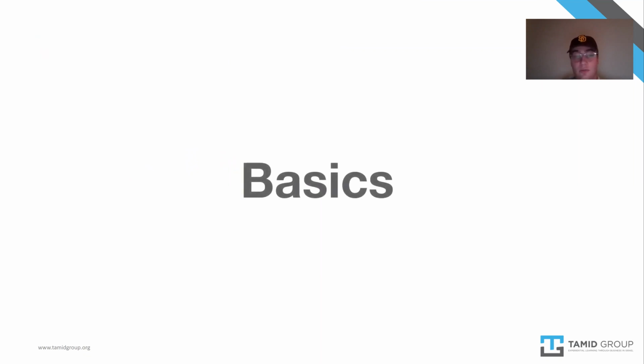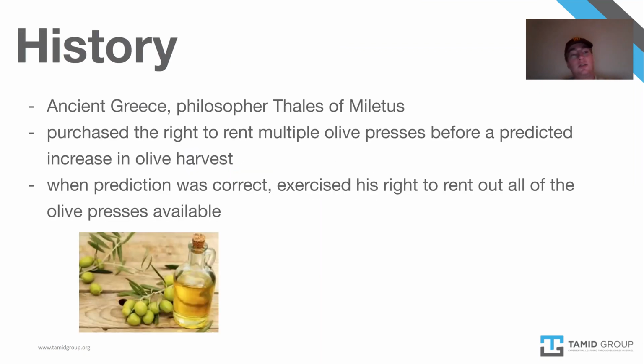So first off, we've got the basics. The history of options: there was an ancient Greek philosopher named Thales of Miletus. He purchased the right to rent multiple olive presses before a predicted increase in olive harvest. And when his prediction was correct, he exercised his right to rent out all the olive presses available, allowing him to receive a substantial profit.